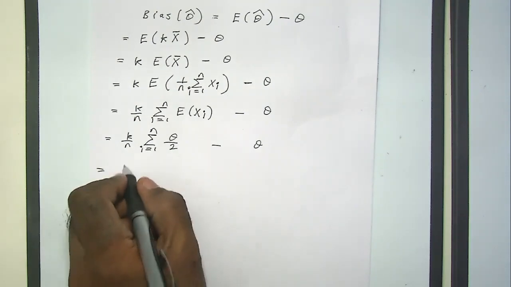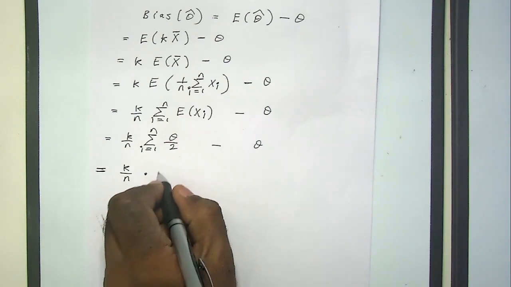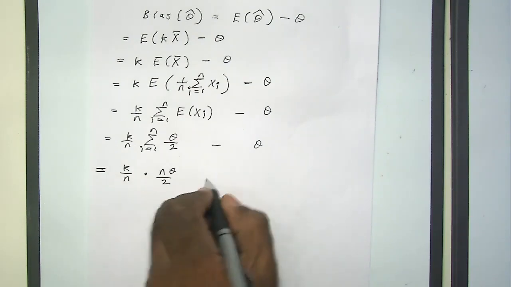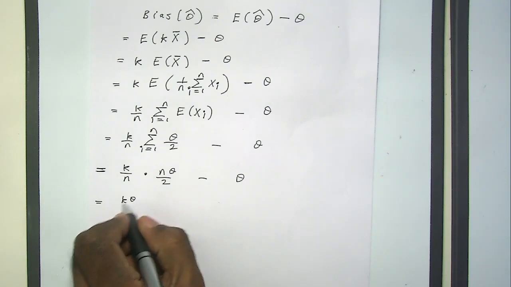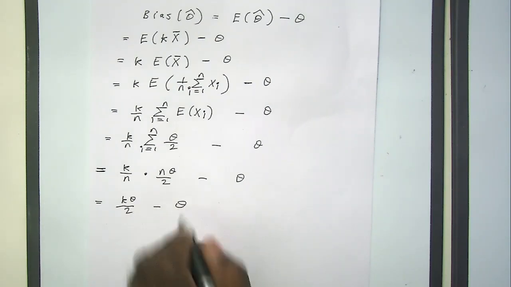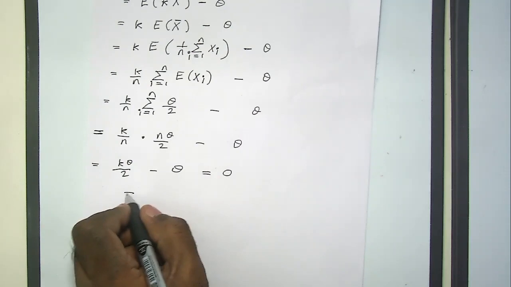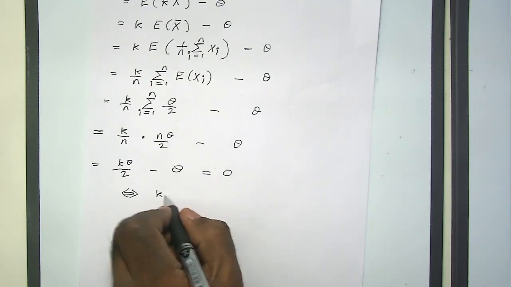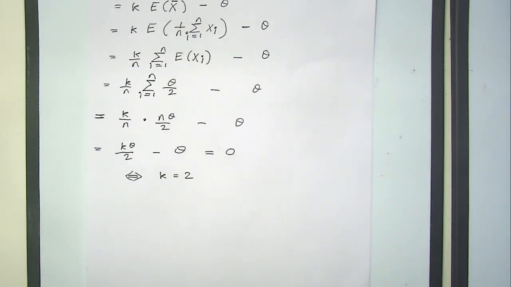So this is k divided by n times n theta by 2 minus theta. So this is k theta by 2 minus theta, which is 0 if and only if k equals 2. So the value of k must be 2. Okay? You follow me? Hello, guys. Are you okay with this?